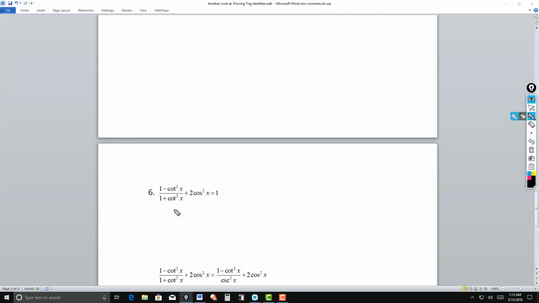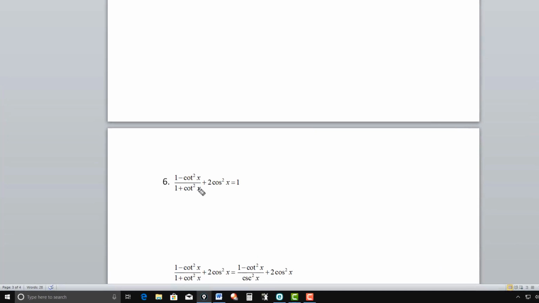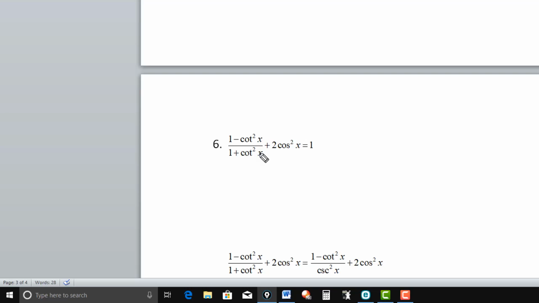So here's the first one we'll look at, 1 minus cotangent squared of x over 1 plus cotangent squared of x plus 2 cosine squared equals 1. And we mentioned previously that generally you want to start off with a more complicated side and show how you get the other side. Well, it should be obvious that the left side is more complicated. Okay, so let's set this one up then.